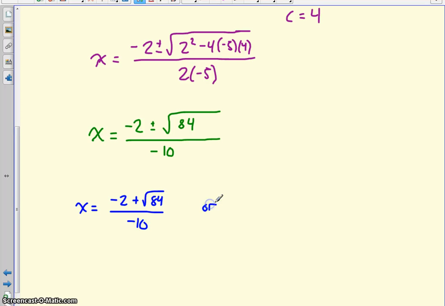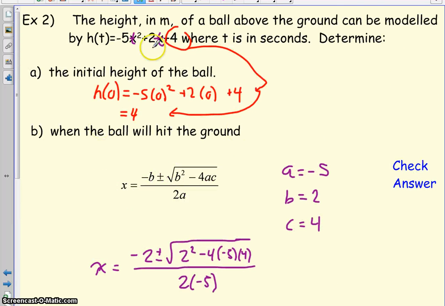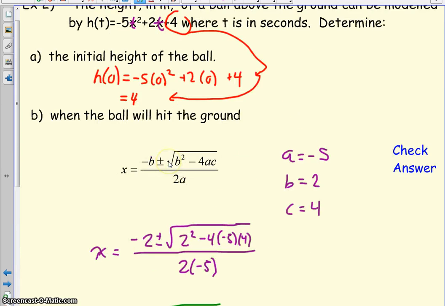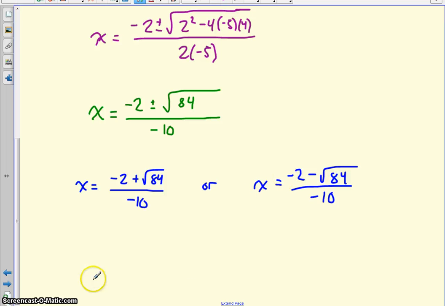Or we have the other possibility, which is x equals negative 2 minus the square root of 84 all over negative 10. So these are the two answers in exact form. Now, again, this is a real-life problem with real-life variables such as time and height. So we should solve for each time to make sure that they're admissible. We already saw from the graph that one of them won't be admissible, but let's actually calculate them here.